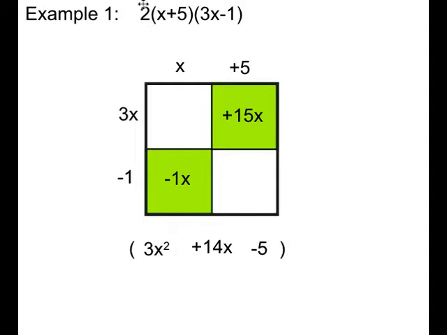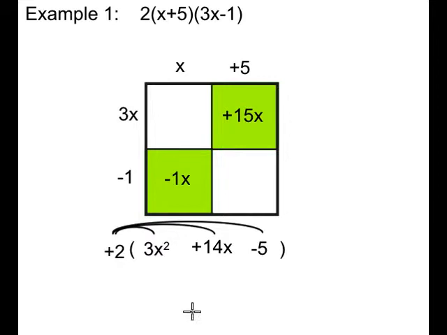Now what we have to do from here is take whatever this number was, which is a positive 2, and we're going to multiply everything in the parentheses times a positive 2. To do that, we distribute again. So we're going to take 2 times 3x squared, 2 times 14x, and 2 times negative 5.